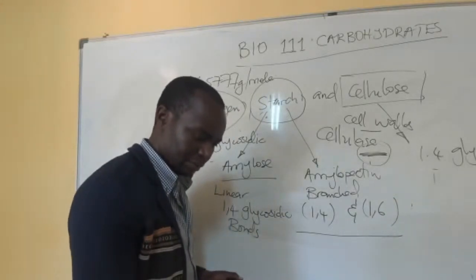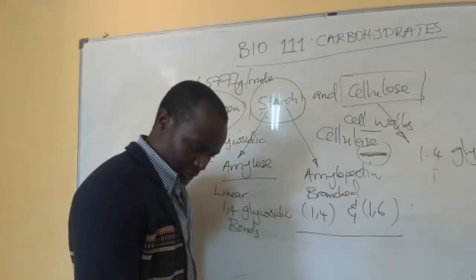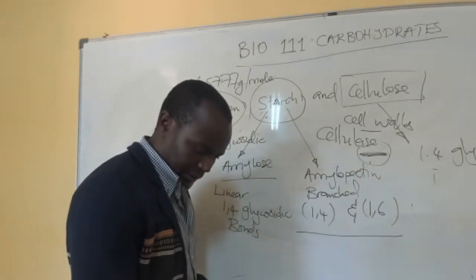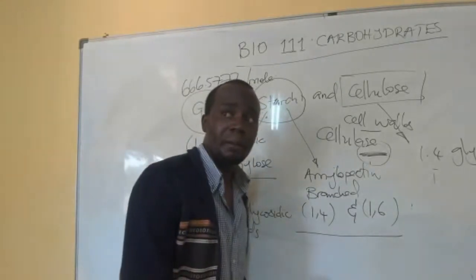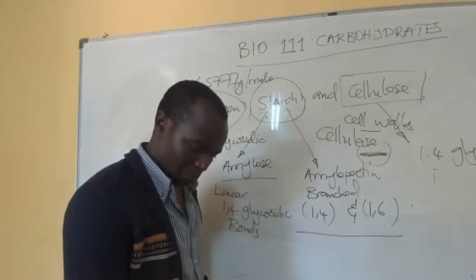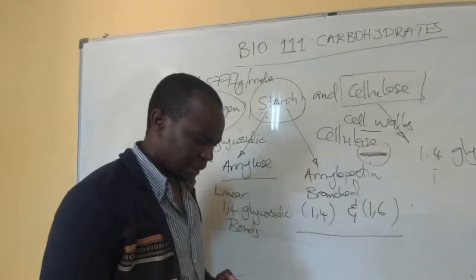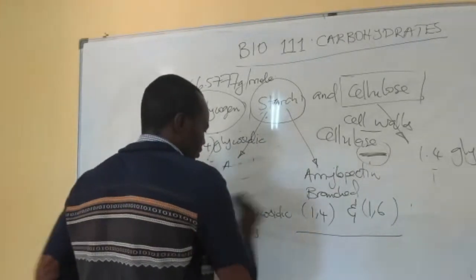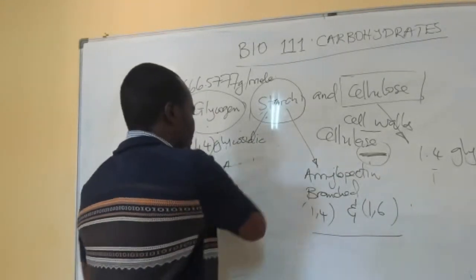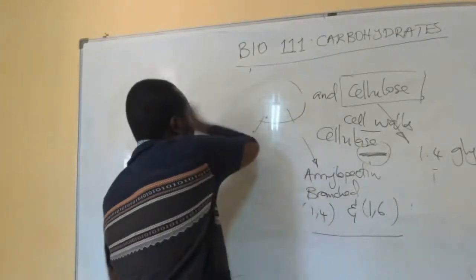Question number 10. Question number 10 says, with examples, explain the important roles of carbohydrates in living organisms. So, when you look at carbohydrates, because we are talking about the function of these carbohydrates in living organisms.